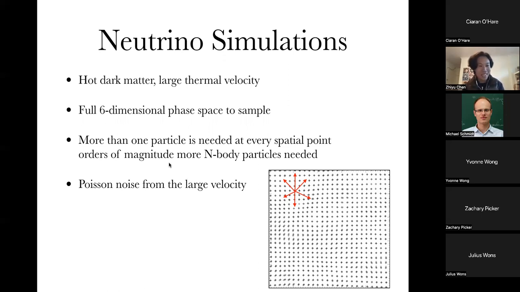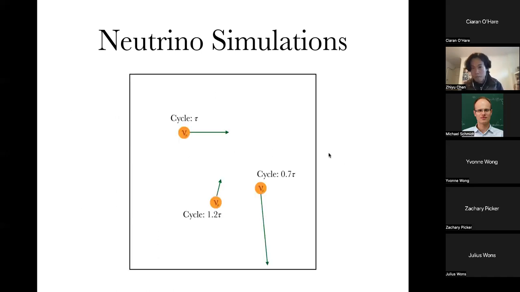In reality, you'll need way more orders of magnitude more n-body particles for neutrinos than to sample cold dark matter. And not just a sampling of the distribution's direction, but you also run into the issue that you actually get process noise from the large thermal velocity of the neutrinos. This one's quite interesting, so let's look in a bit more detail at what that means.